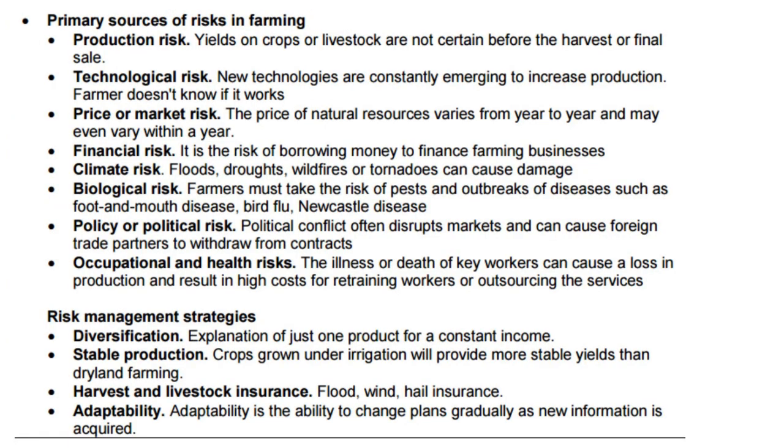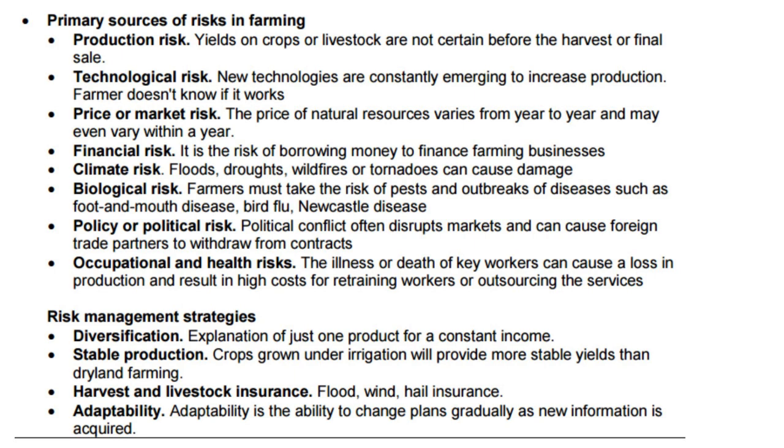Primary sources of risks in farming. Production risk. Yields on crops or livestock are not certain before the harvest or final sale. Technological risk. New technologies are constantly emerging to increase production. Farmer doesn't know if it works. Price or market risk. The price of natural resources varies from year to year and may even vary within a year.